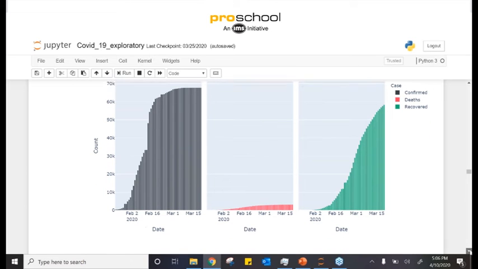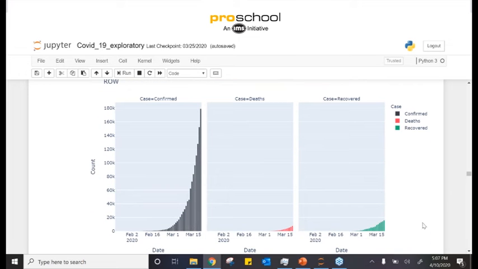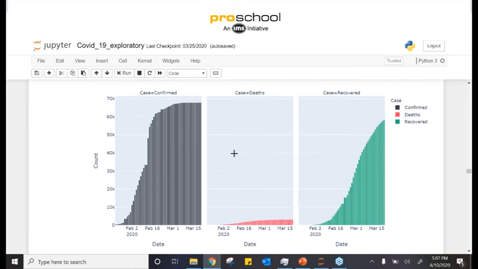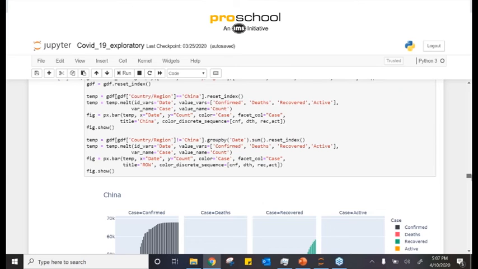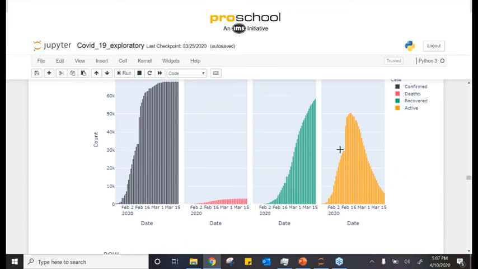So when I started, I told you that I had taken two data frames. The first data frame is about China, and the other is for the rest of the world, because I want to compare the confirmed cases, recovered cases, and deaths of China with the rest of the world. You can see the recovery rate is still pretty much low. The death rate is also pretty low, but confirmed cases have taken an exponential rise. In China, it went up and has become stagnant.